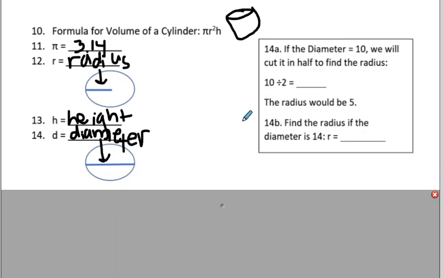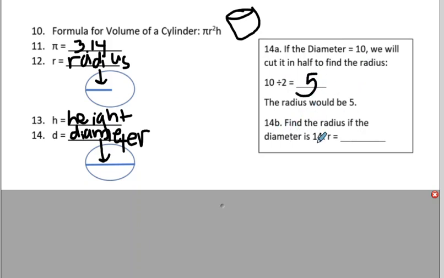Sometimes in the problem, they're not going to give you the radius. They'll give you the diameter. But if you look at the formula, R is called for in the formula, not diameter. So we have to figure out what the radius is if they only give us the diameter. So if you look at 14a, it says if the diameter equals 10, we will cut it in half to find the radius. So if the diameter is 10, we will cut it in half, meaning divide by 2. So we would get 5. The radius would be 5.